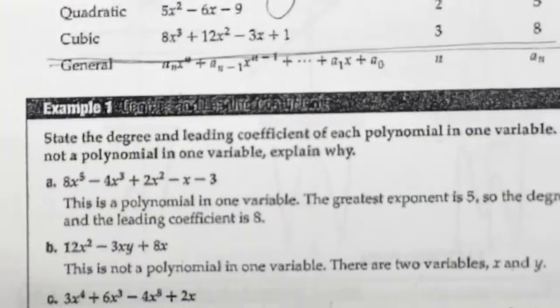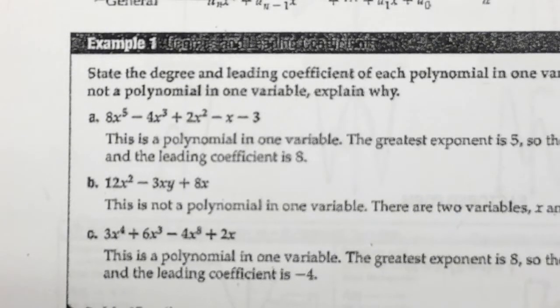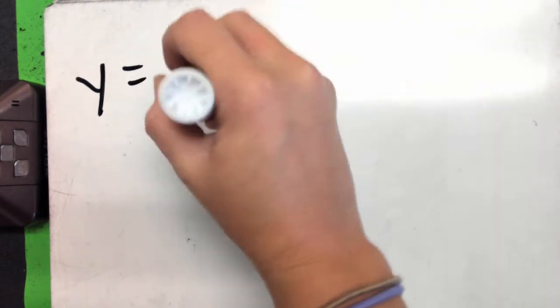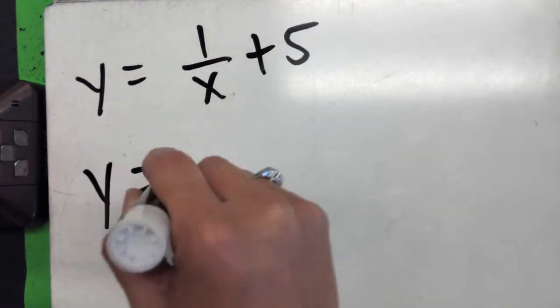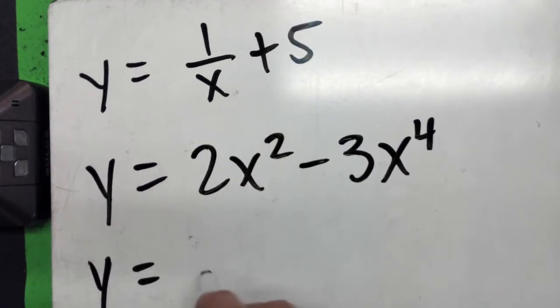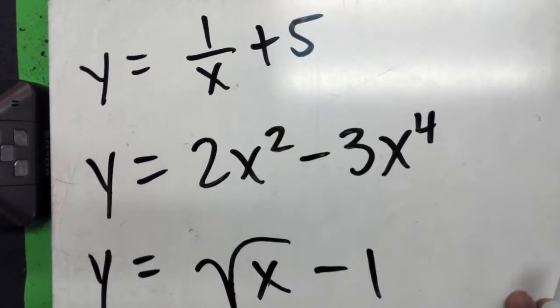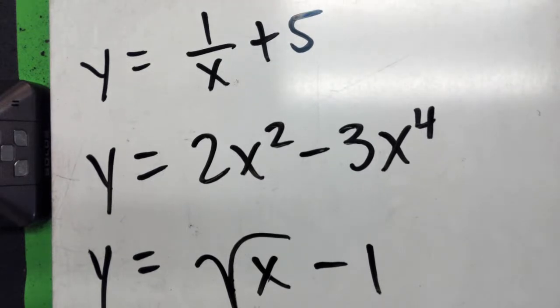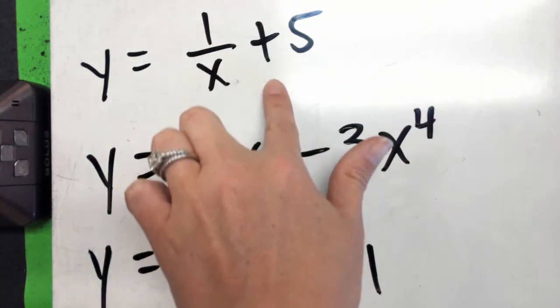Alright, we talked about what a polynomial was. Let's see if y'all remember. If I gave you this, not on your notes, so you don't need to write this down. Let me write 3 equations up here. Alright, which one's a polynomial? Let's see if y'all remember. Alright, which ones are not polynomials? Y'all don't remember? This one, yes or no?